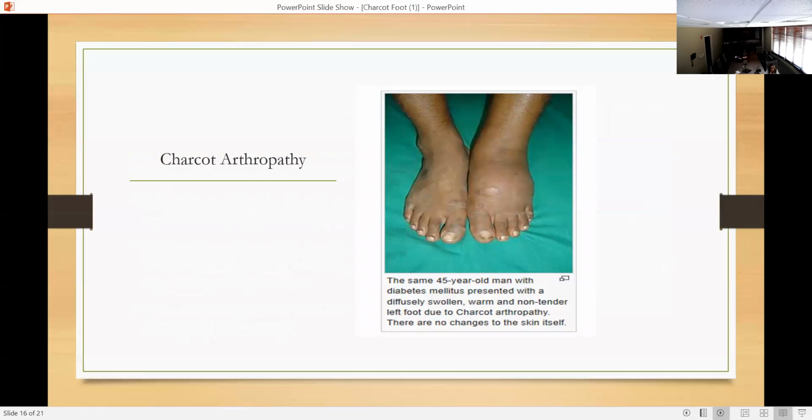Another patient, this patient didn't really have any warmth, any skin changes, but as you can see, probably a side view would be better, but you can see a little bit of collapse of the arch, and there's some swelling on the examination. Next slide.